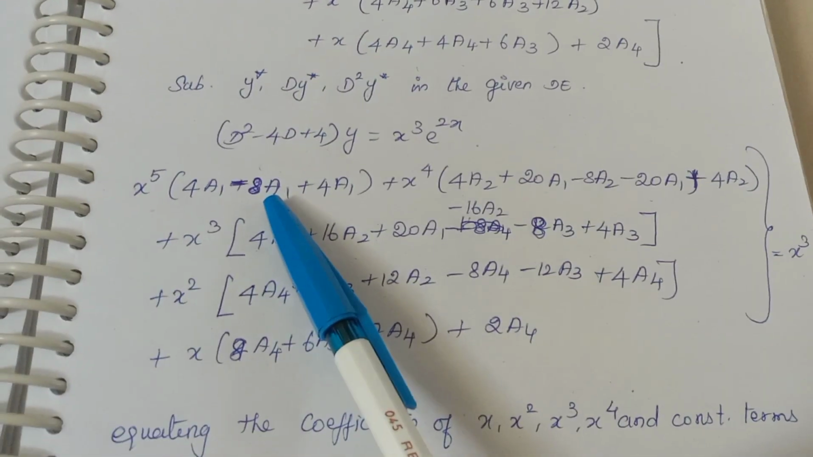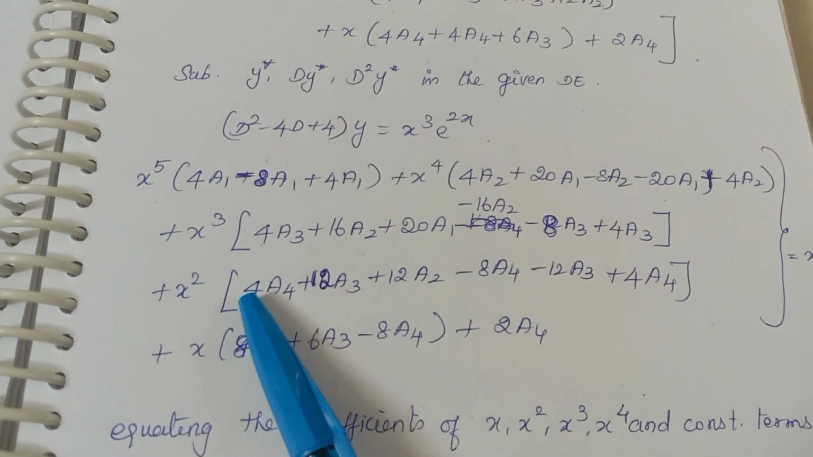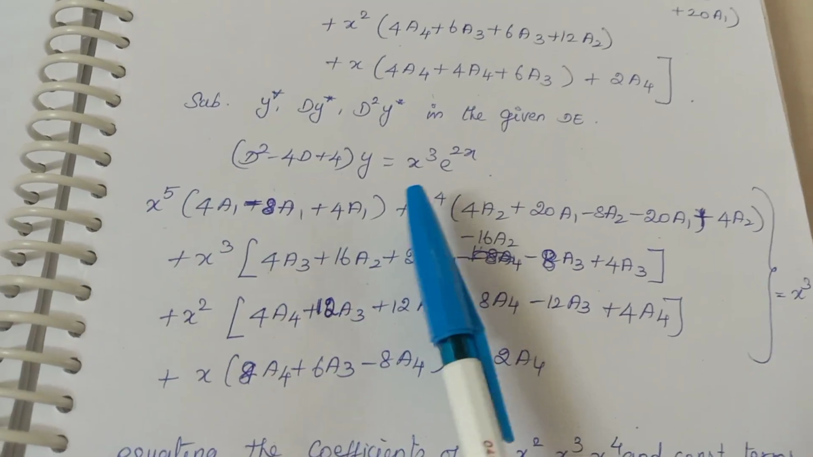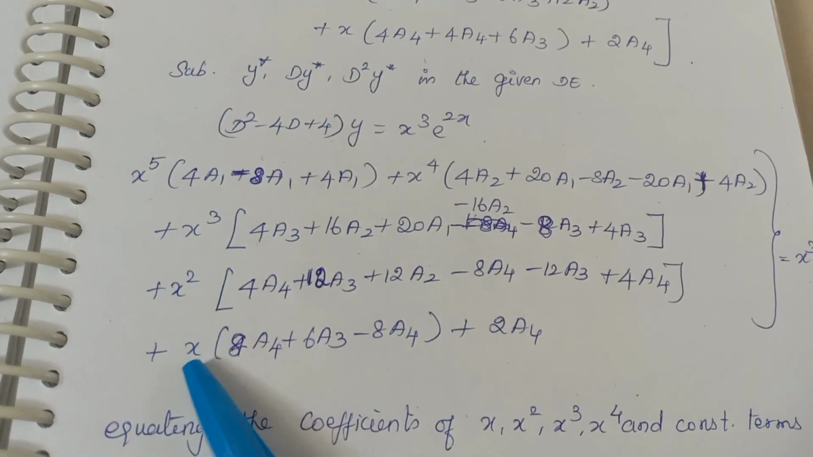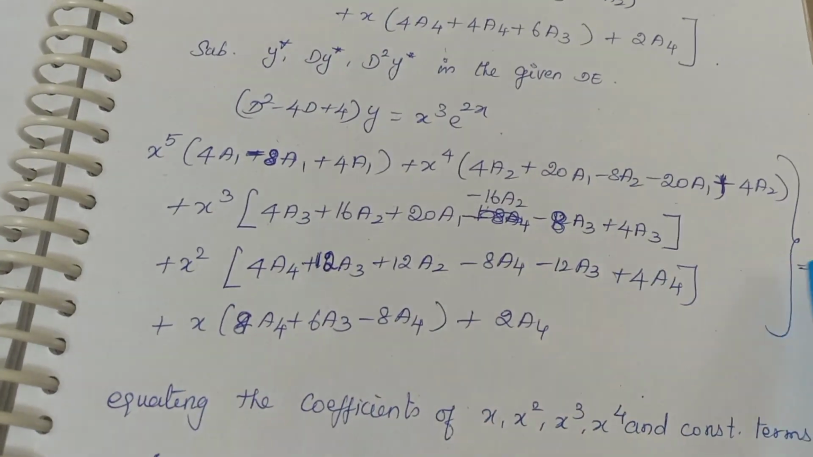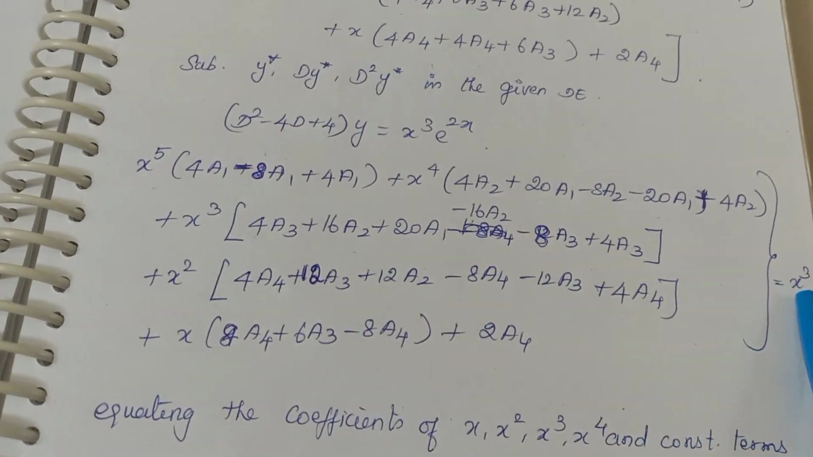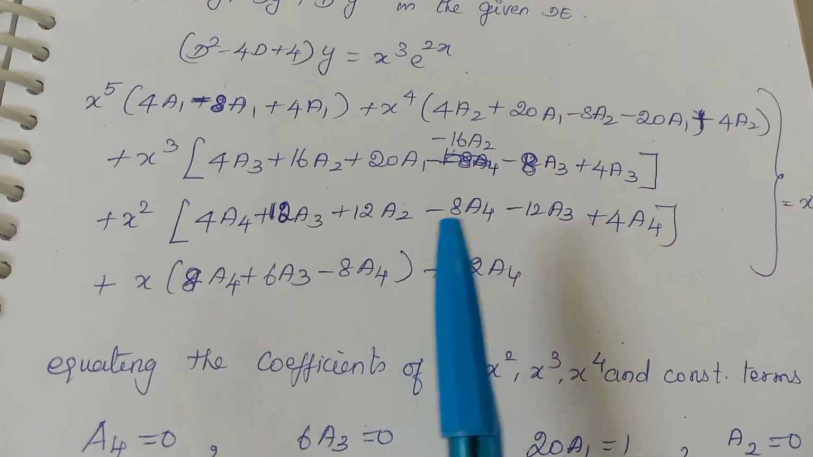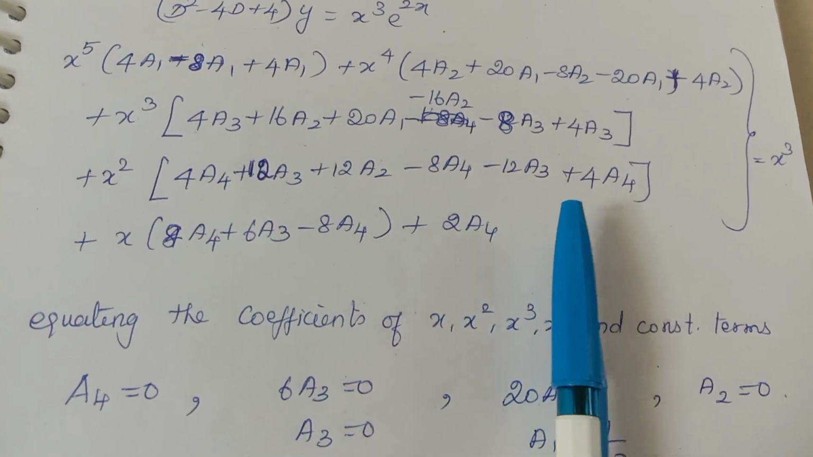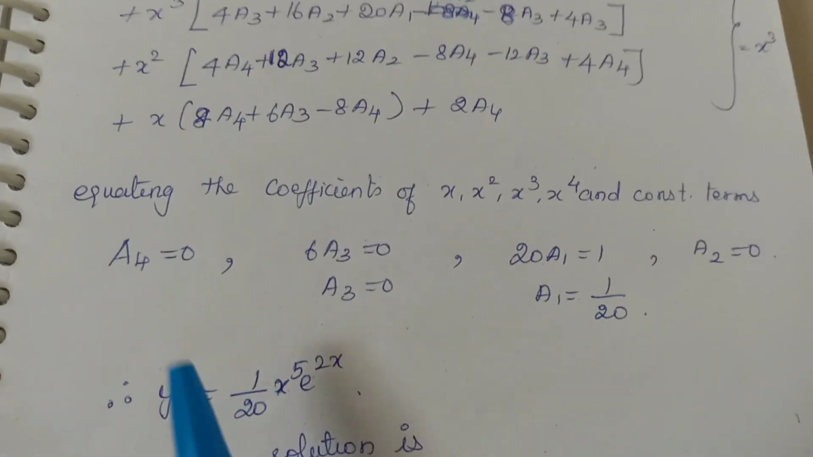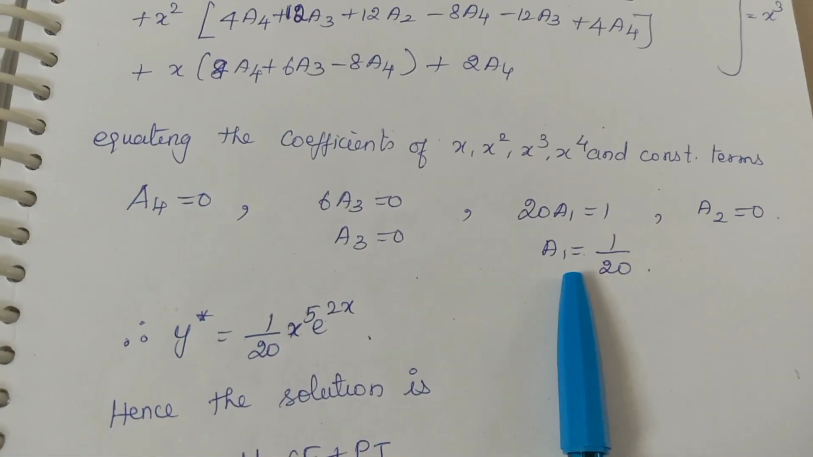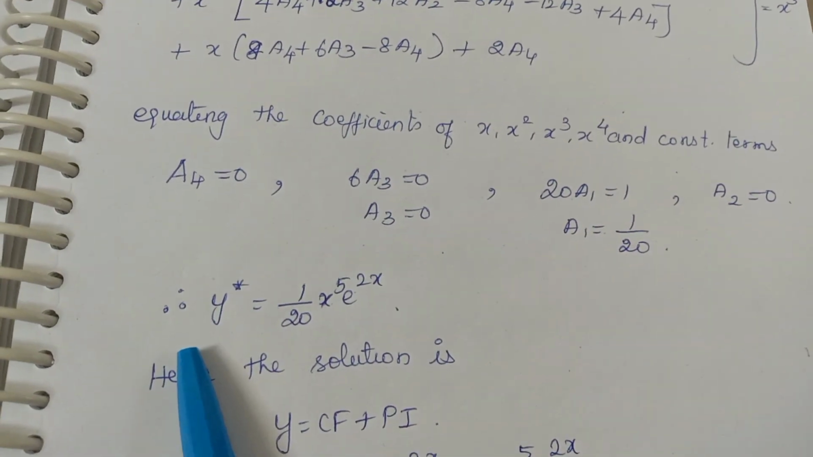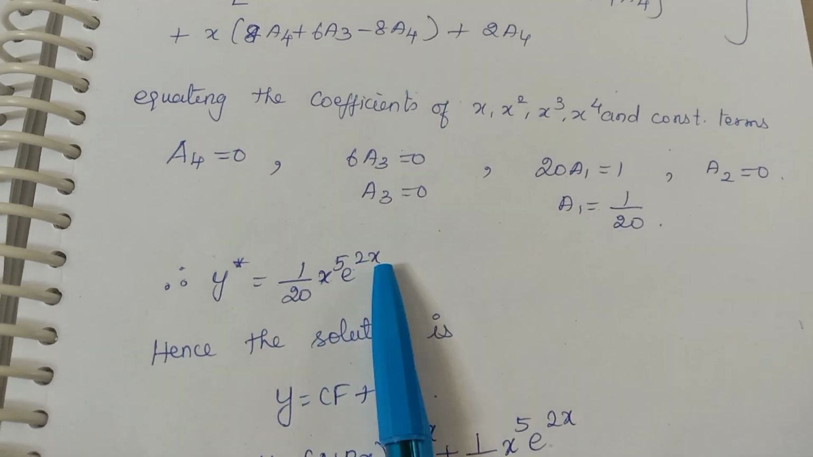Okay, while substituting in the given equation, you have to write it like powers of x power 5 plus x power 4 plus x cube plus x square plus x. Then only you can equate the coefficients on left and right hand side. Okay. After that, equate the coefficients of a constant term, x square, x cube, x power 4, x power 5, etc. Finally, I am getting what? A1 equal to 1 by 20. All other coefficients are equal to 0. So, the trial solution is y star equal to 1 by 20 x power 5 e power 2x.